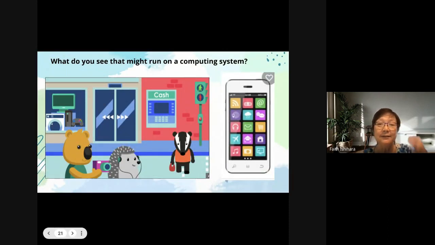So let's take a look at this picture on the left. It's a typical neutral neighborhood. Do you see things in this pretty typical neighborhood that might be running on computer systems? Maybe type in the chat some of the things that you notice that might be running on computers.